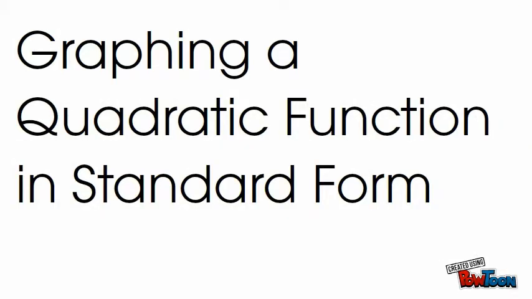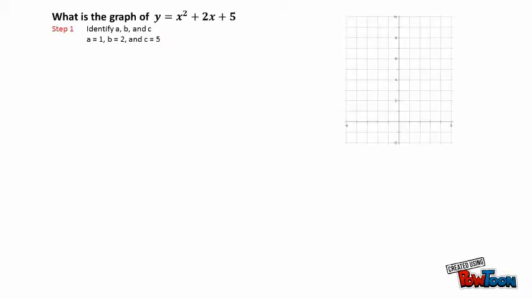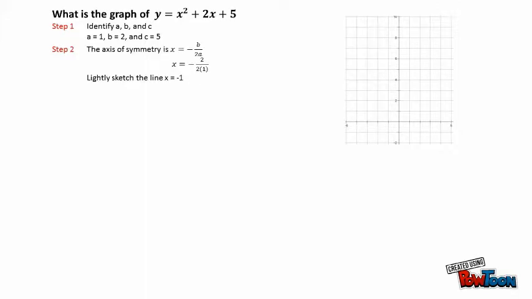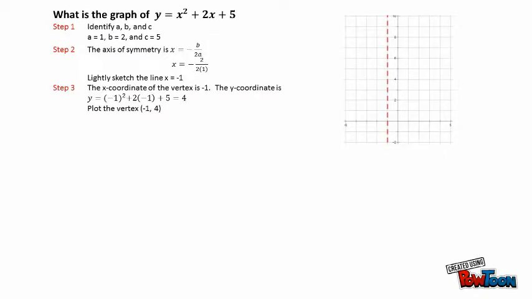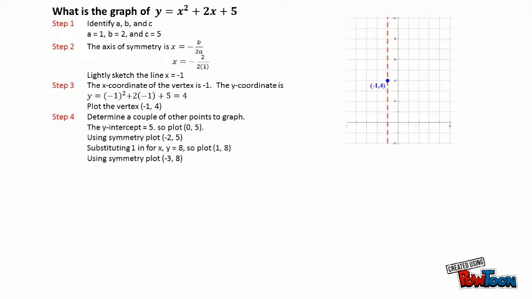How do you graph something in standard form? Pretty simple. Identify a, b, and c, 1, 2, and 5 for this example. Find the x value for the vertex, negative b divided by 2a. That gives you the axis of symmetry. Draw a vertical line, negative 1. To find the actual vertex, plug negative 1 back into the original equation for x. Solve for y, you get negative 1 comma 4.